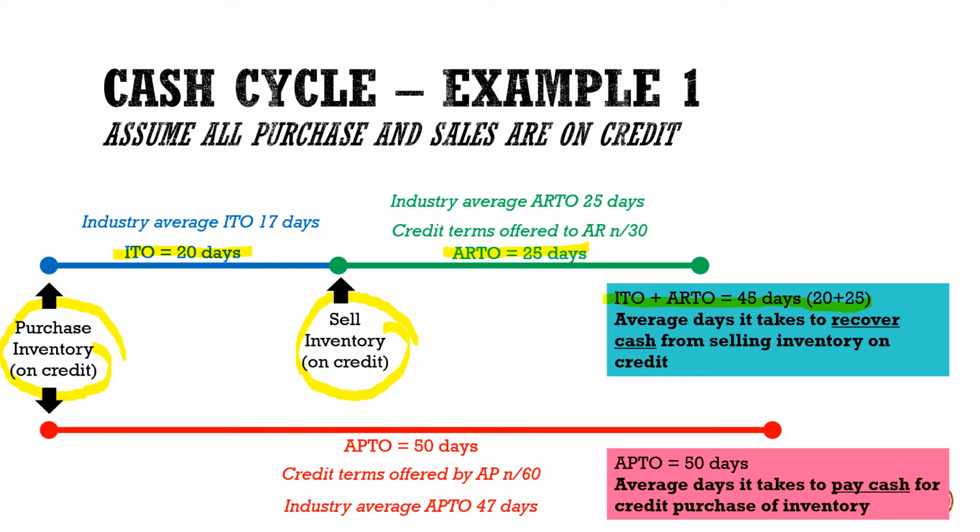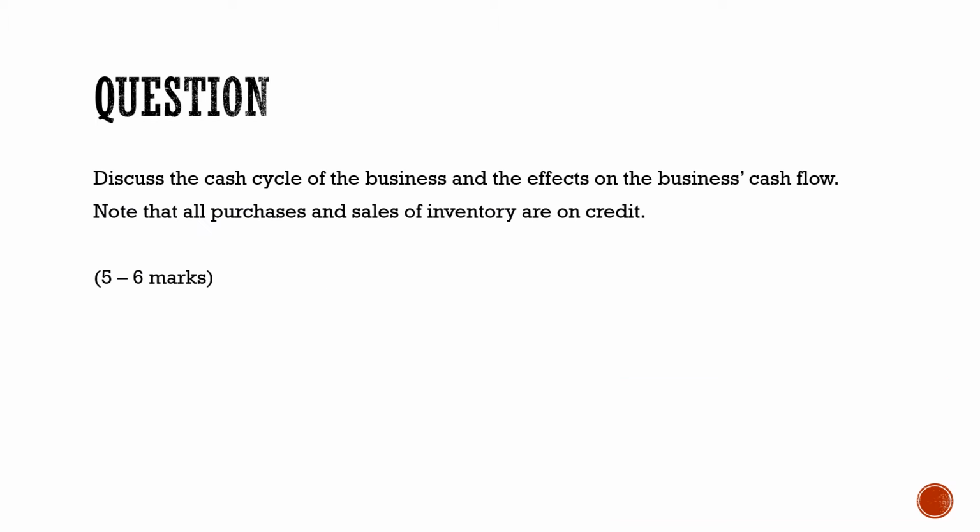to its customers. Now we're going to see how long it takes for the business to pay cash to its accounts payable for credit purchases. So here we have the purchase of inventory on credit, and what we can see here from the accounts payable turnover is that it takes the business an average of 50 days to pay cash to its accounts payable for the credit purchases of inventory.